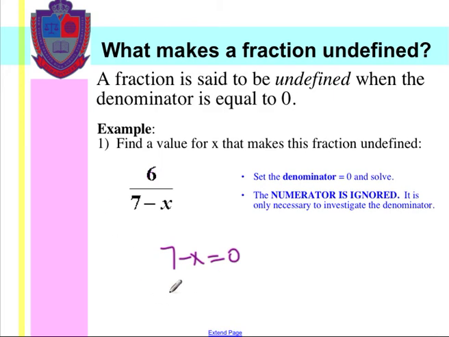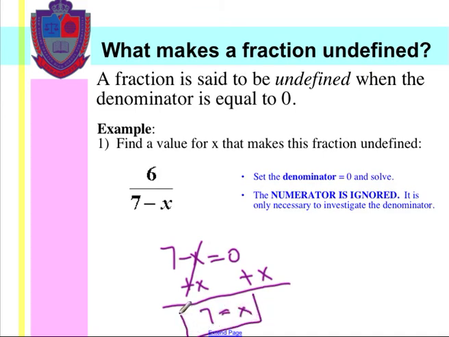In this case, I will add x on both sides. This cancels, and 7 is equal to x. That's my answer. There are numerous ways of doing this. Remember, you could have started by subtracting 7 on both sides, but then you'd be left with -x and you have to divide by -1. Either way, we get the same exact answer. When x is 7, the denominator is 0, and it makes the fraction undefined.